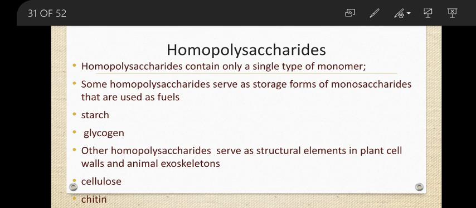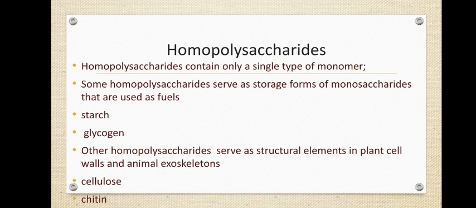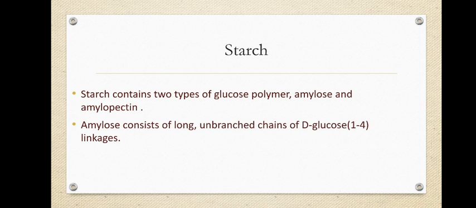So homopolysaccharides are those polysaccharides which are formed of only one type of monosaccharide unit, and on hydrolysis they give only one type of monosaccharide. First let's see starch. This is an example of a homopolysaccharide because it is formed of one type of monosaccharide. What is the monosaccharide that forms starch? It is glucose. We can take the example of starch, glycogen or cellulose. All three are polymers of glucose.